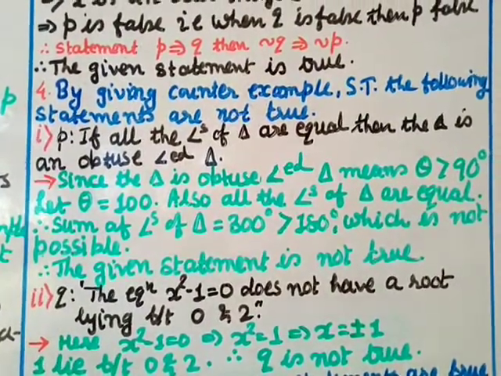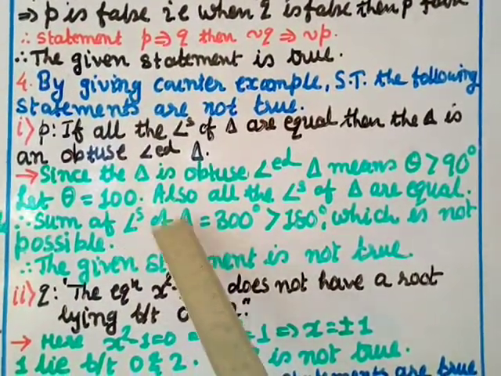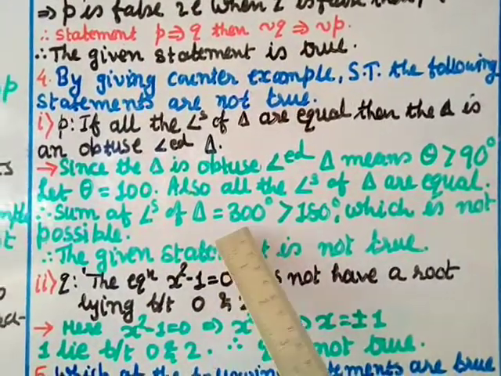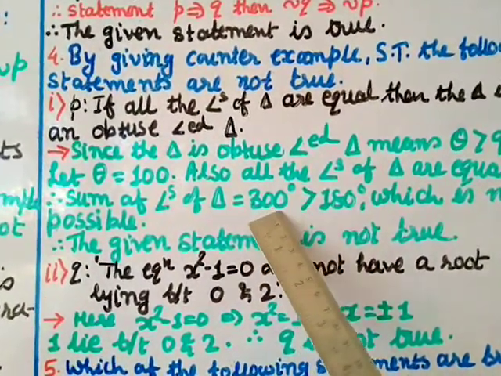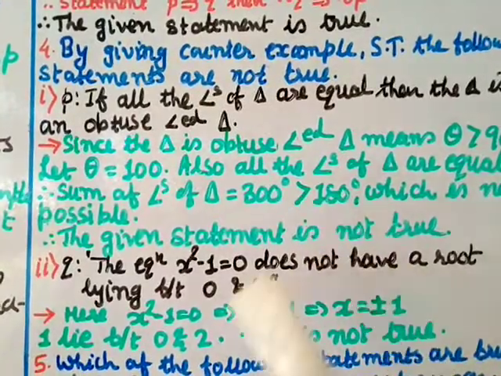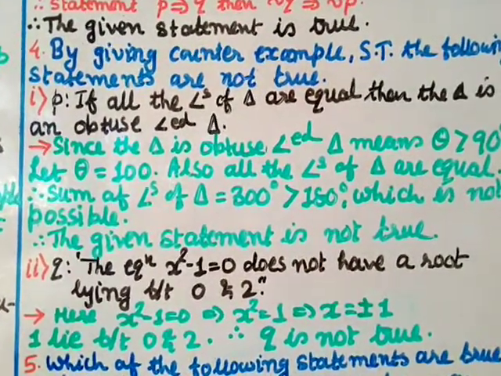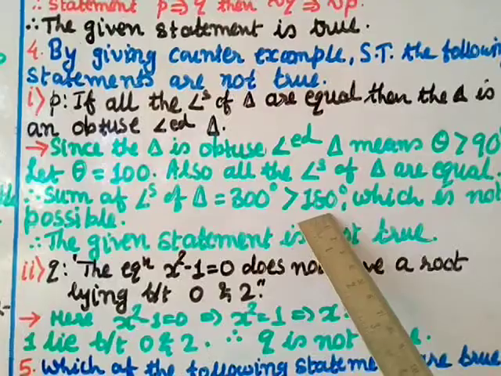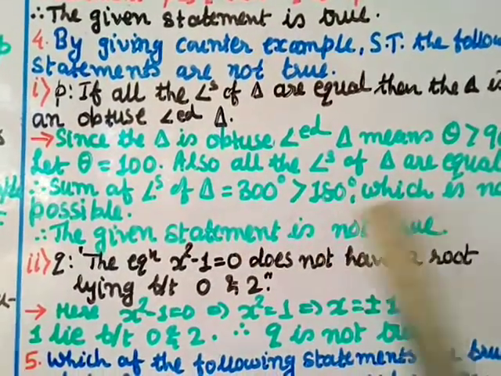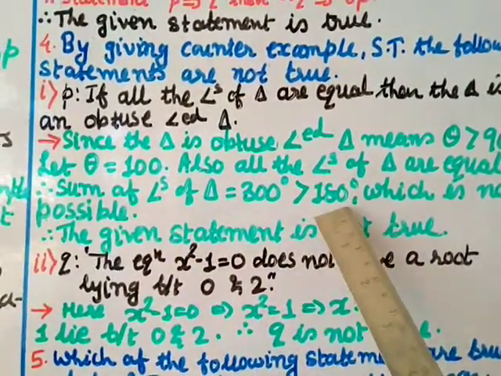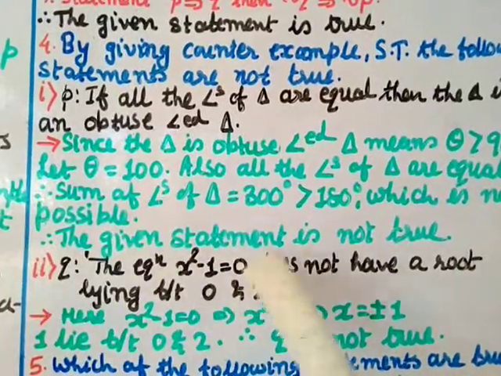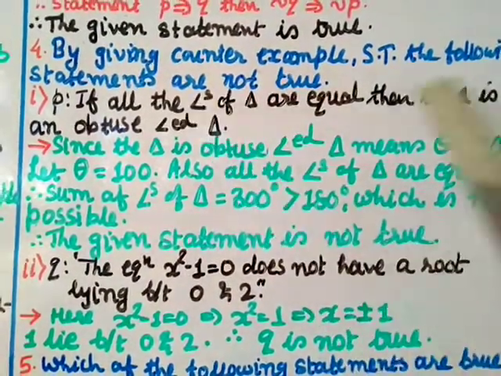So if you sum all the angles, the sum of angles of a triangle, 100 plus 100 plus 100 gives you 300 degrees. But you know 300 degrees is greater than 180, and you know that the sum of the angles of a triangle is 180. So if it is 300, then this is not possible because it should be equal to 180. Therefore the given statement is not true. So the given statement is false.